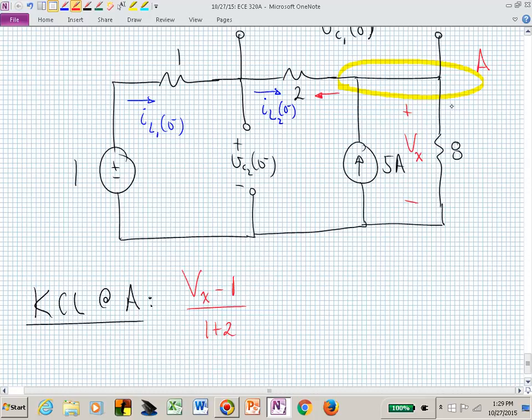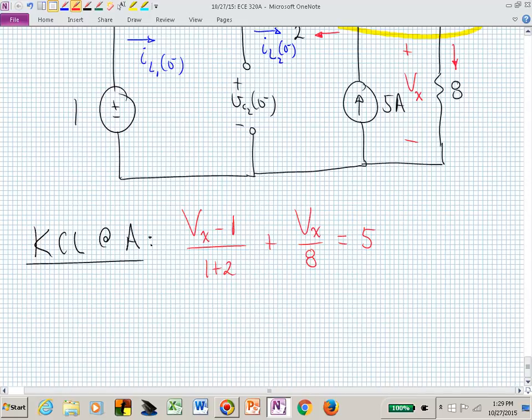What's the current going down out of node A, through the 8 ohm resistor? That's V sub x over 8. Those are both leaving, and I have one current going in, and that's the 5. If I solve that for V sub x, that's just one equation and one unknown, I end up with 128 over 11.